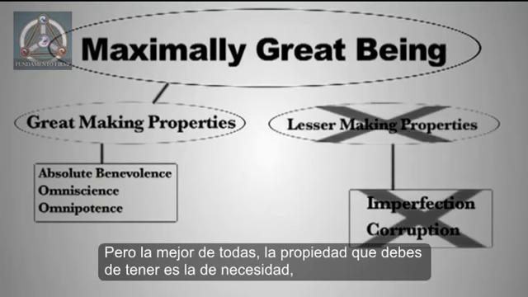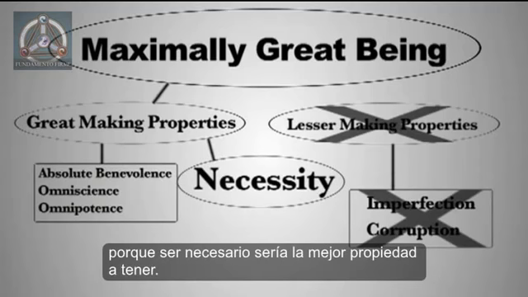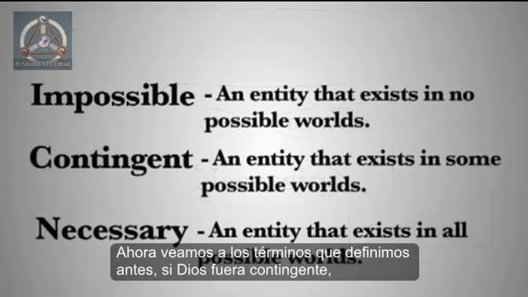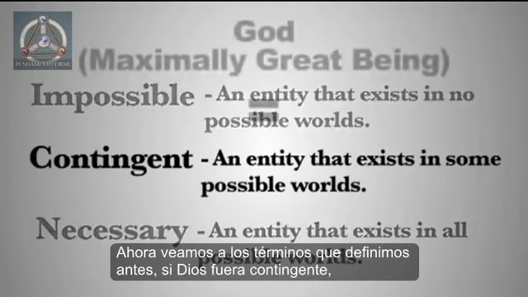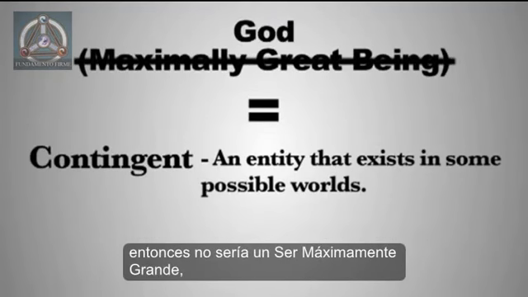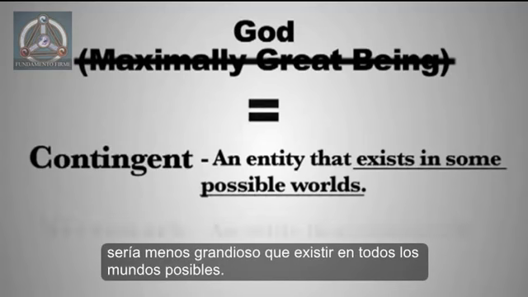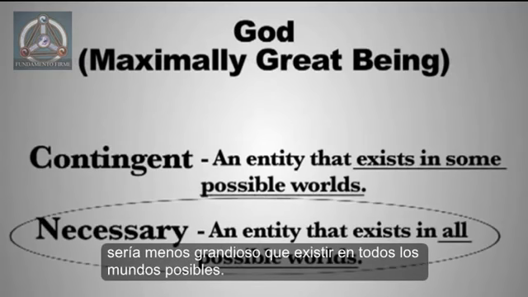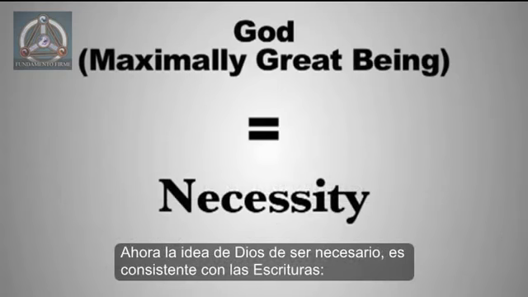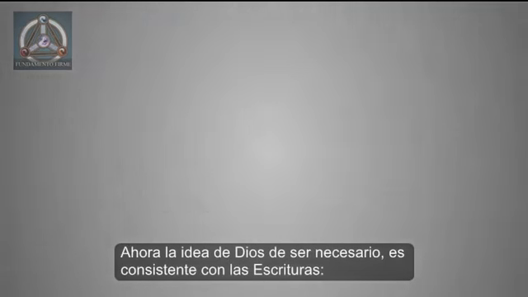But most of all, he would have to possess the great-making property of necessity, because being necessary is a property that would be better to have. Now, looking back at the terms we defined earlier, if God was contingent, he wouldn't be maximally great, because he would only exist in some worlds, and would be less great than if he existed in all worlds. Now, the idea of God being necessary is consistent with Scripture.